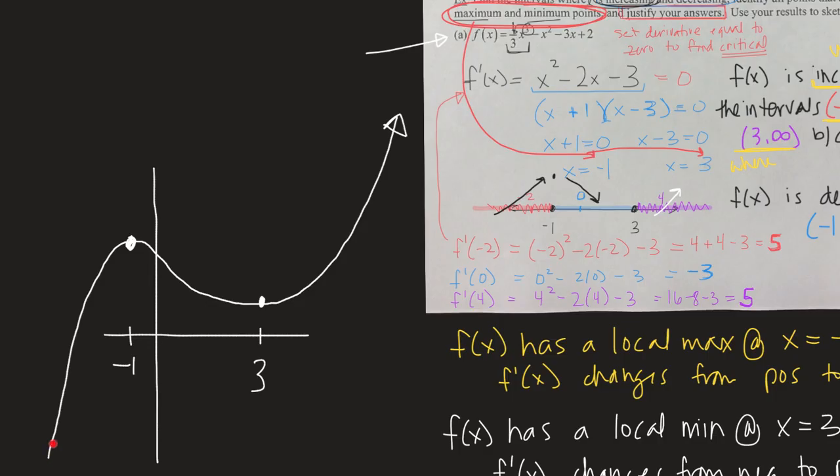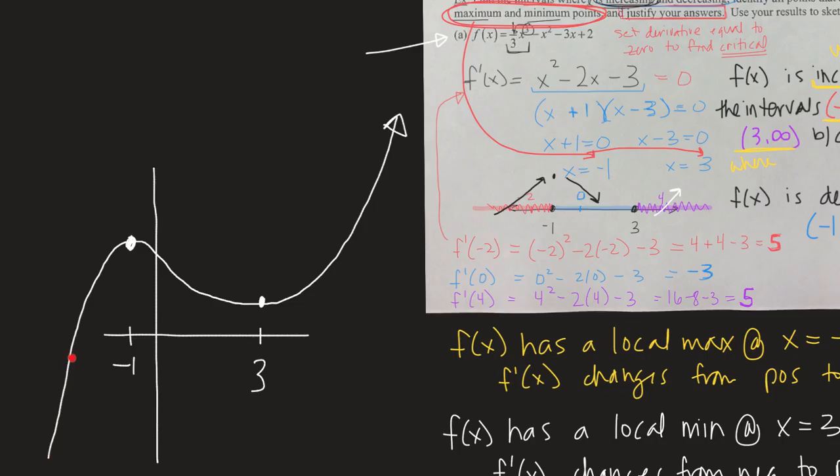So we know it has to come up somehow to -1. I didn't calculate the y value here, so I don't know exactly what it is. But I know it has to go back down to my minimum, and maybe my minimum's down here. I haven't calculated it, because we just want to sketch. So it has a maximum at -1, and it has a minimum at 3.